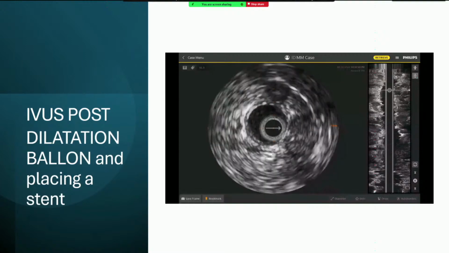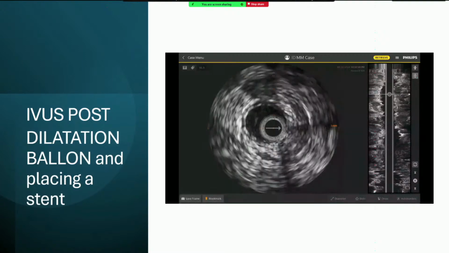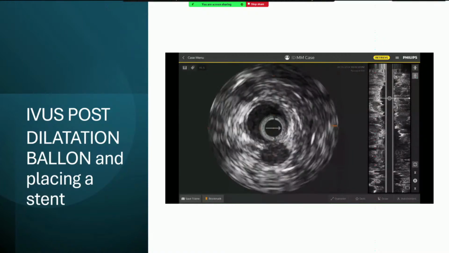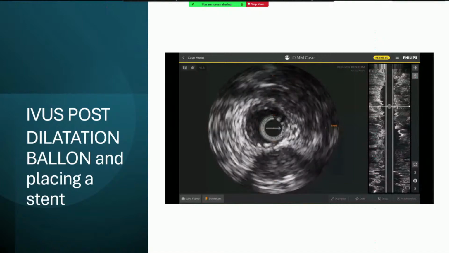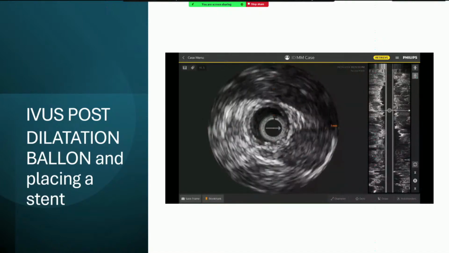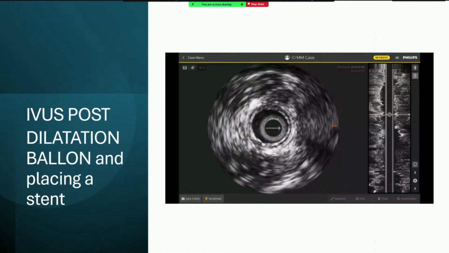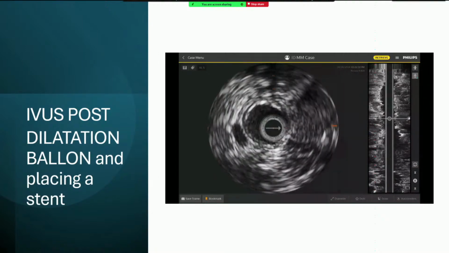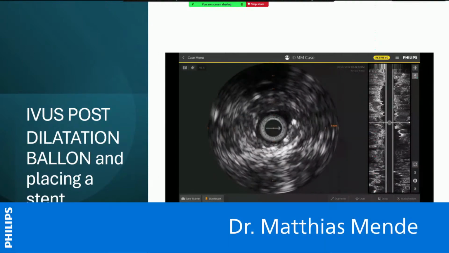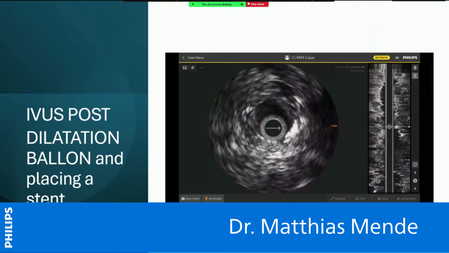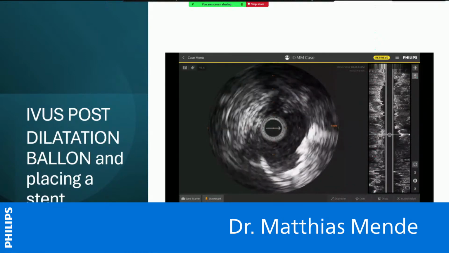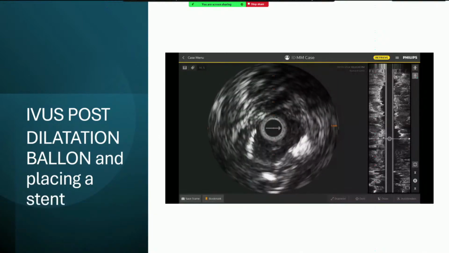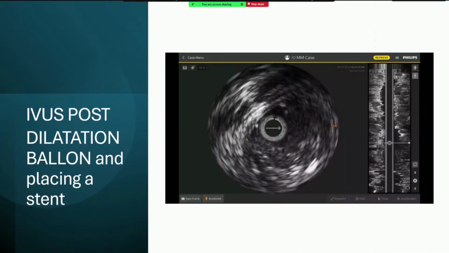So that's the final IVUS run. As you can see, we are in the BTK vessels. You can see both veins here, which are seen next to the artery. The vessel so far is clear. And there's a bit of stenosis still. And here's plaque material, but the thrombotic material is mostly gone.